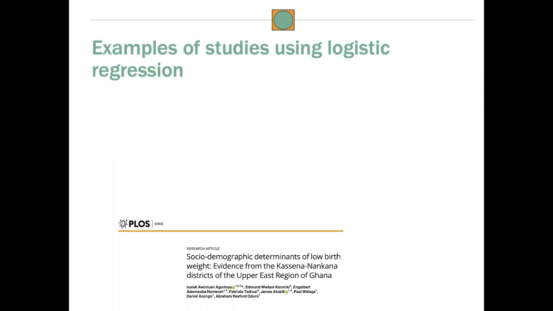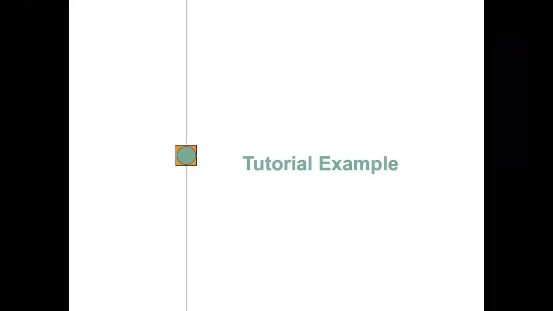And so for more examples of studies using logistic regression and routine data, refer to our background information sheet that is available on the Data for Impact website. So we'll now demonstrate how to use logistic regression using a fictional data set.